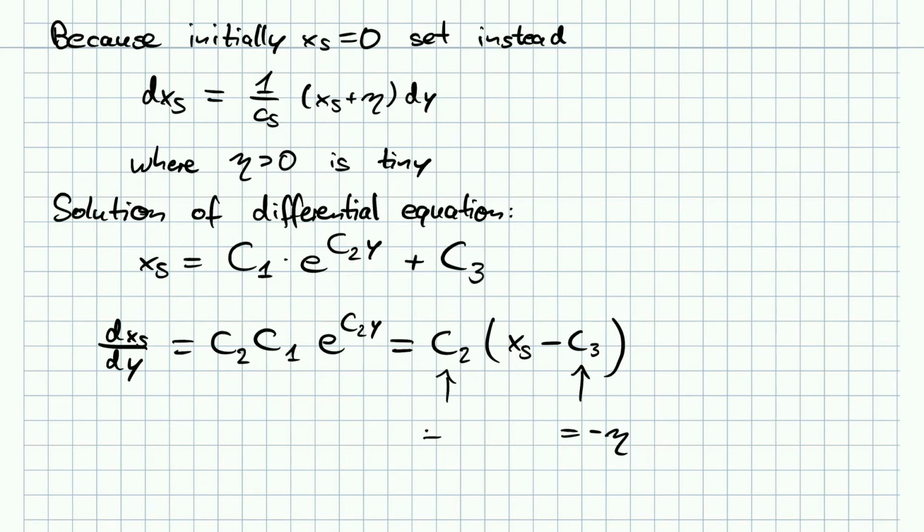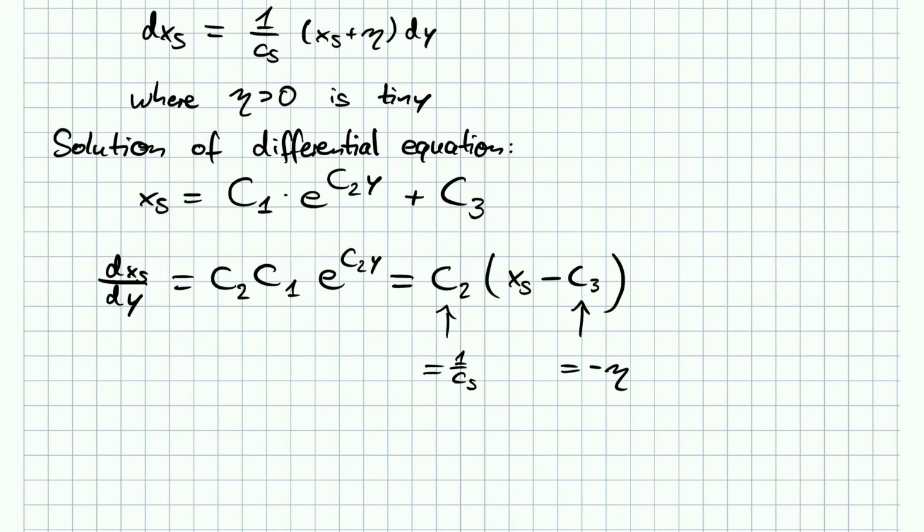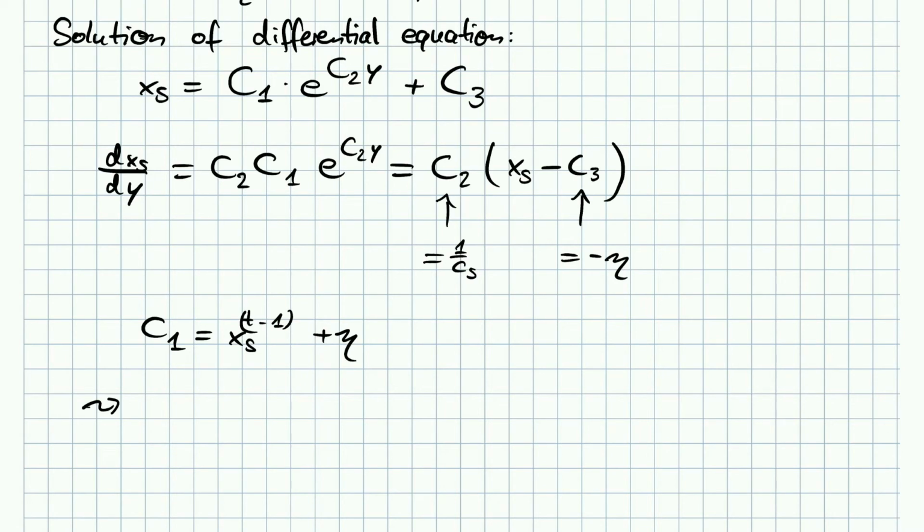What else do we have? We'll have to have that initially. If y is equal to 0, then we are starting from x at t minus 1. So what we're getting here is that C1 will have to be x at point t minus 1 plus eta. So if you now do all the math here, then you're getting to this formula.